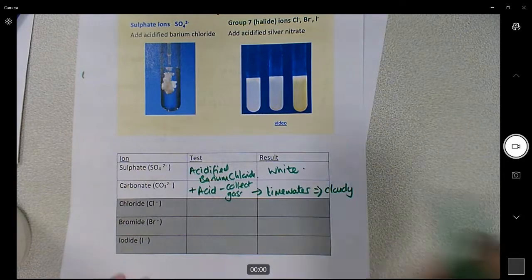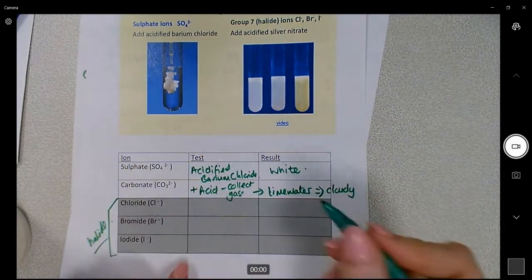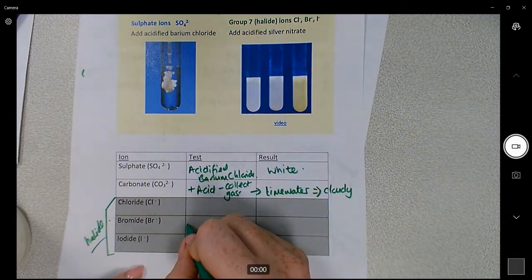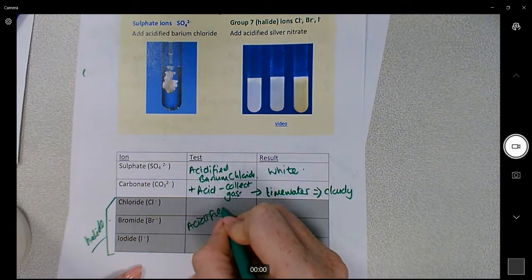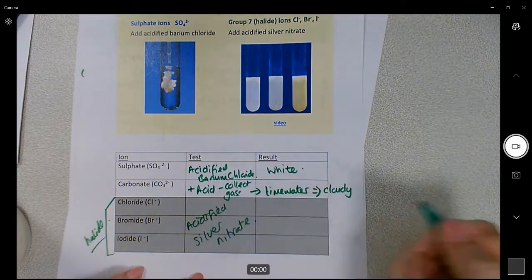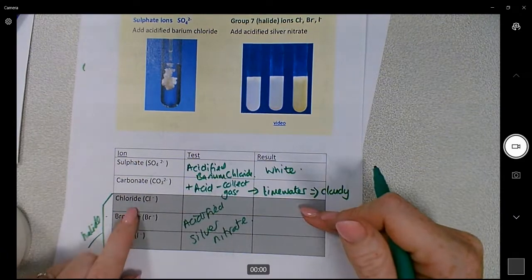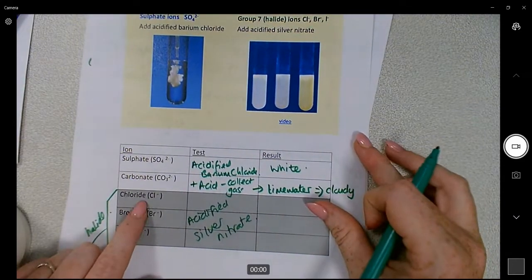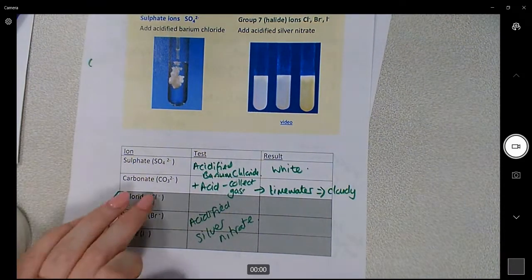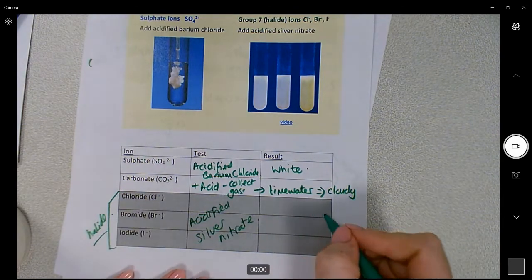In terms of the halides, this is our halide group, because as you can see, that is all group 7. So the test is all the same, and all you have to do here is add acidified silver nitrate. And you then get a colour change depending on where the element is in the group. So you'll know that chlorine is at the top of the group compared to bromine and iodine, so they're above. So basically it's in order as you go down. And that then causes the precipitate to change colour.